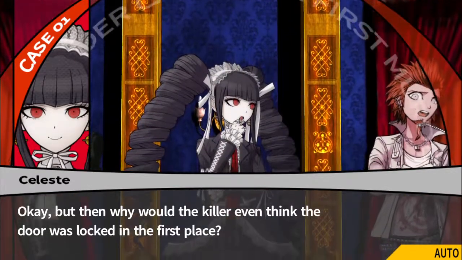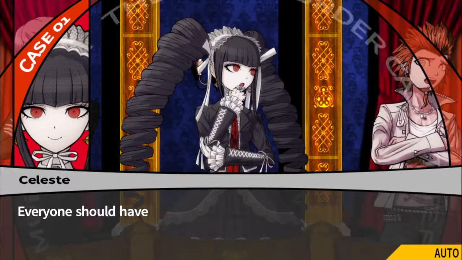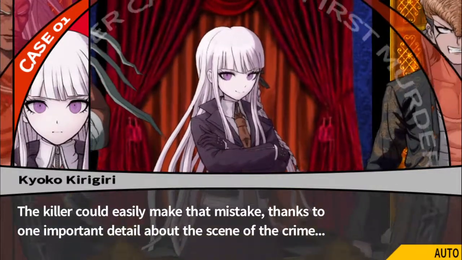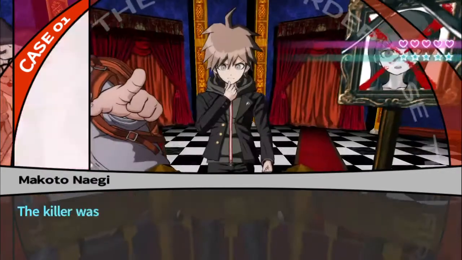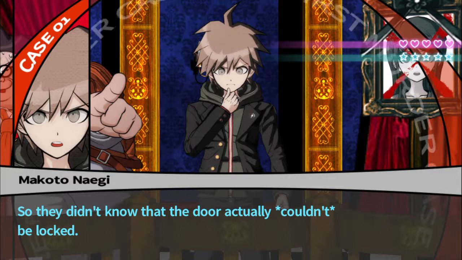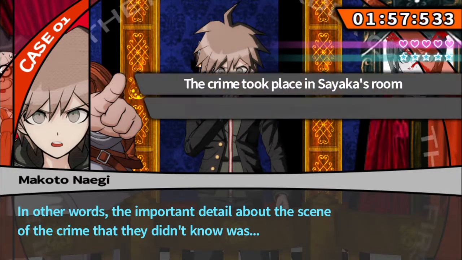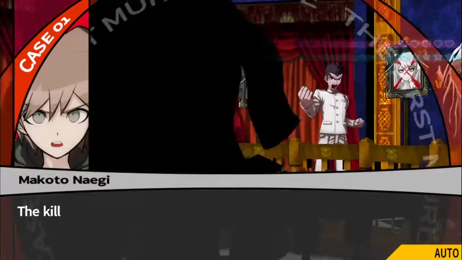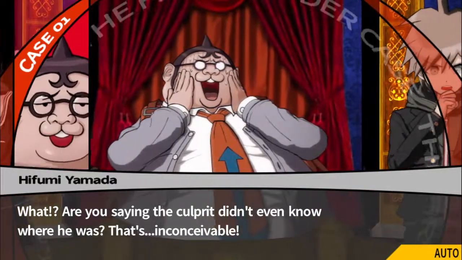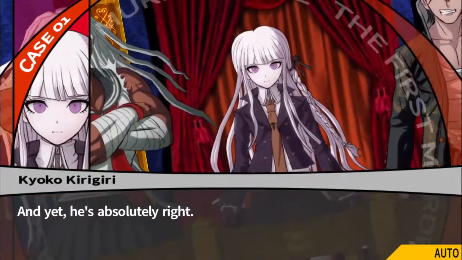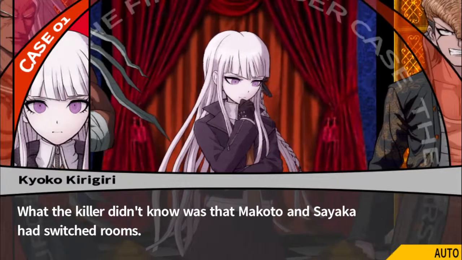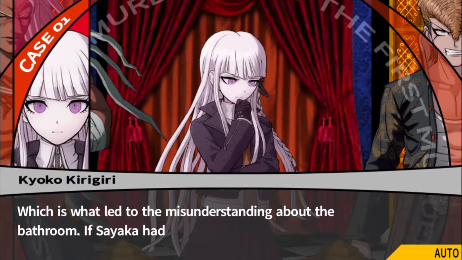Okay, but then why would the killer even think the door was locked in the first place? Everyone should have known you can't lock any of the boys' bathrooms. The killer could easily make that mistake, thanks to one important detail about the scene of the crime. I got it! The killer must not have realized that it was my room. What? Are you saying the culprit didn't even know where he was? That's inconceivable! And yet, he's absolutely right. Say what? Well, to be more specific, what the killer didn't know was that Makoto and Sayaka had switched rooms. Which is what led to the misunderstanding about the bathroom.